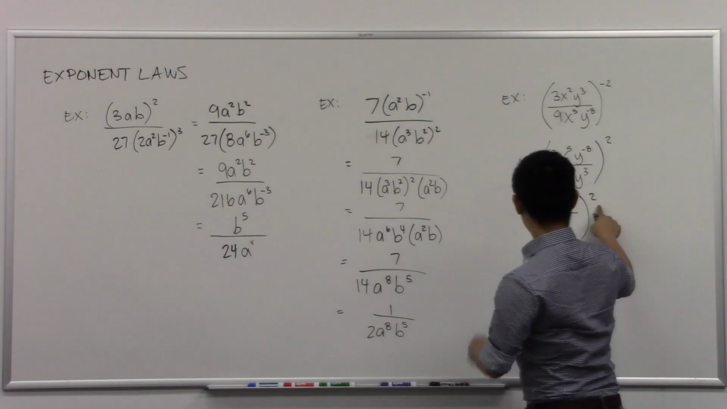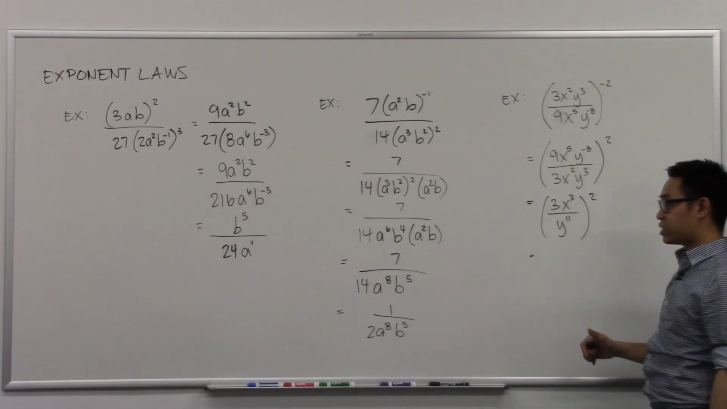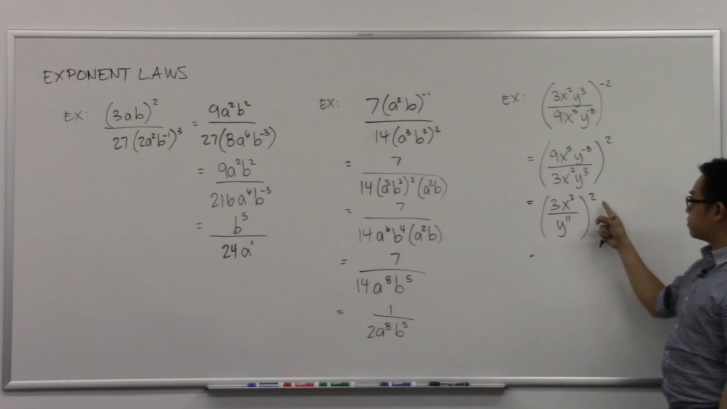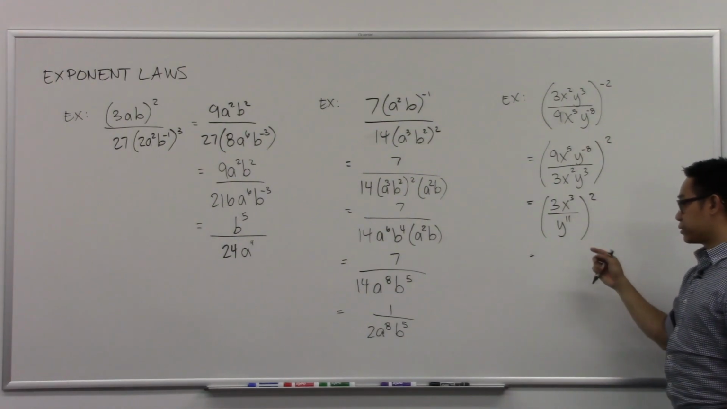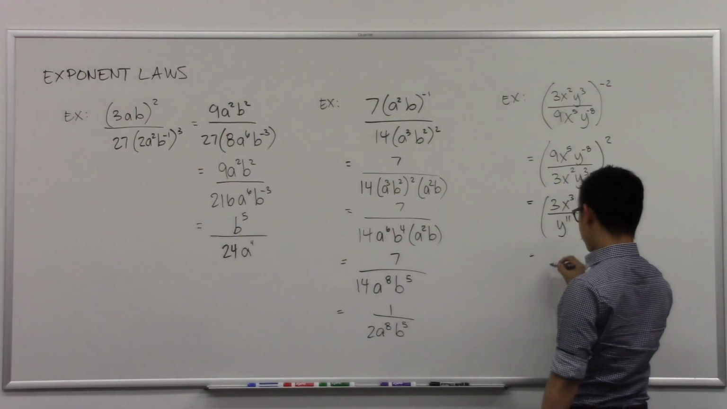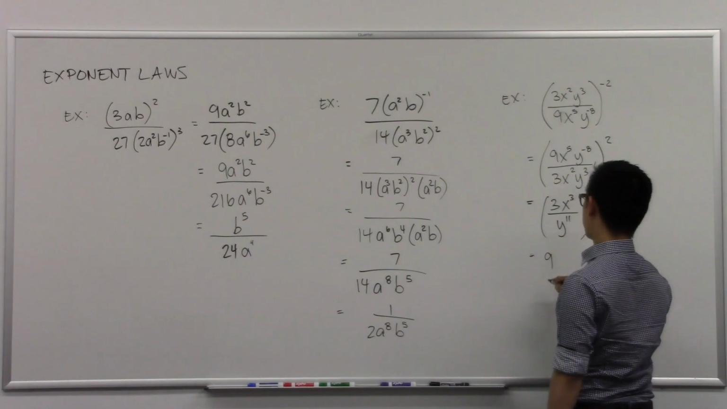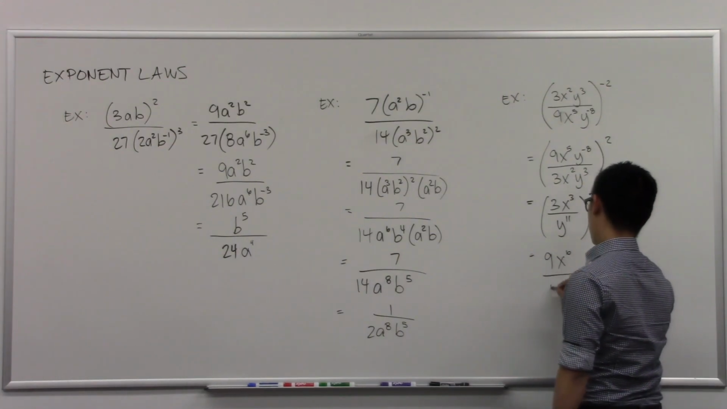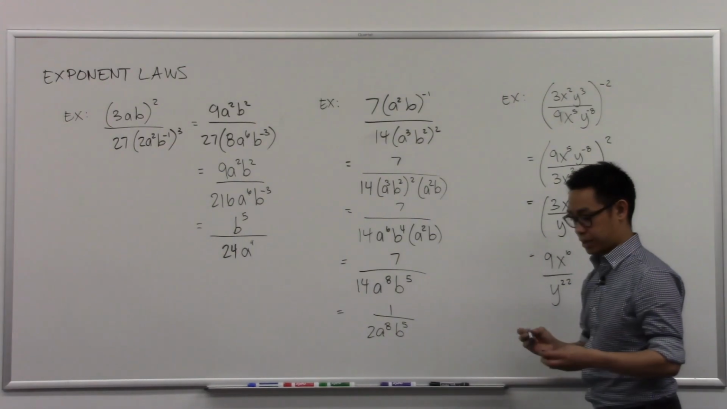Let's finish off. So we apply the 2. This is law of quotients. The 2 applies to each factor. Do not say 6. 3 squared is 9. X to the 6, y to the 22. That's your final answer.